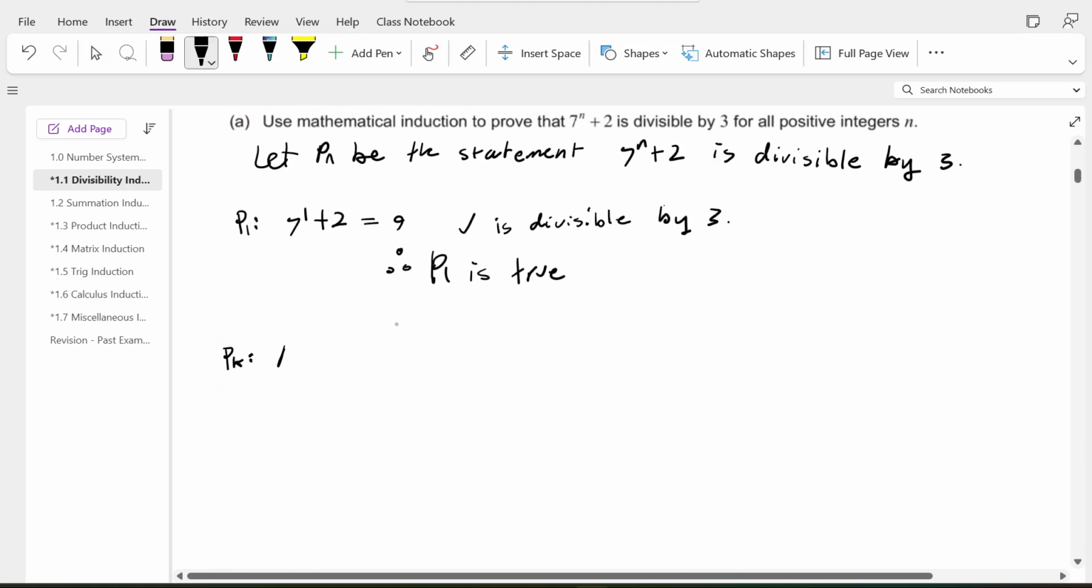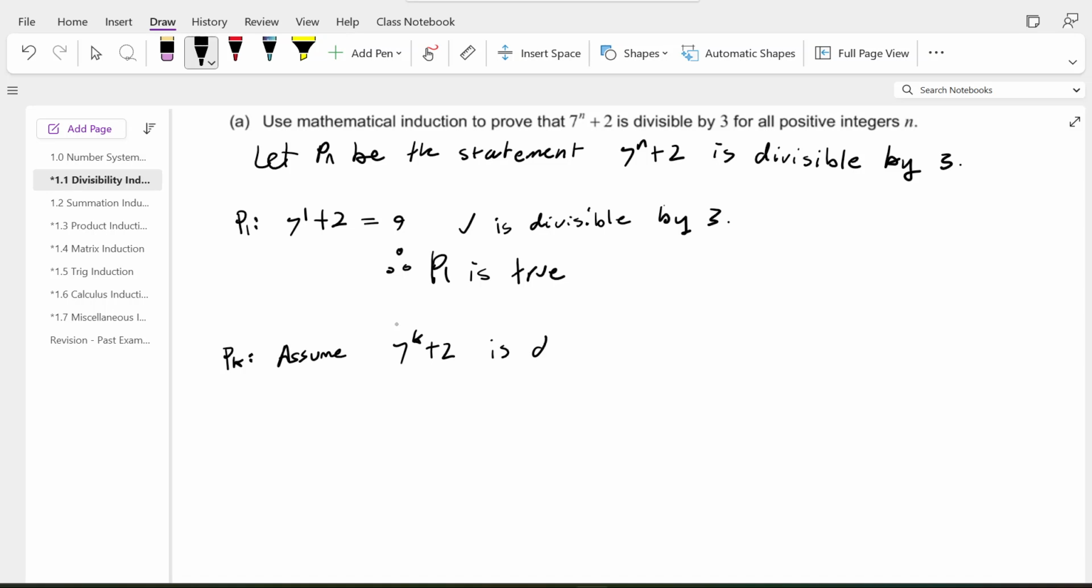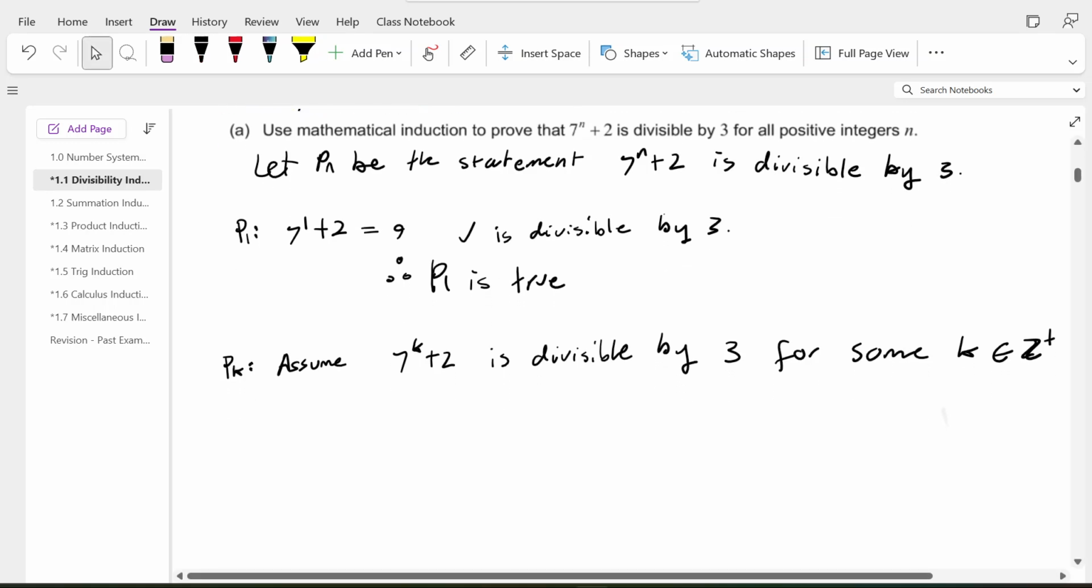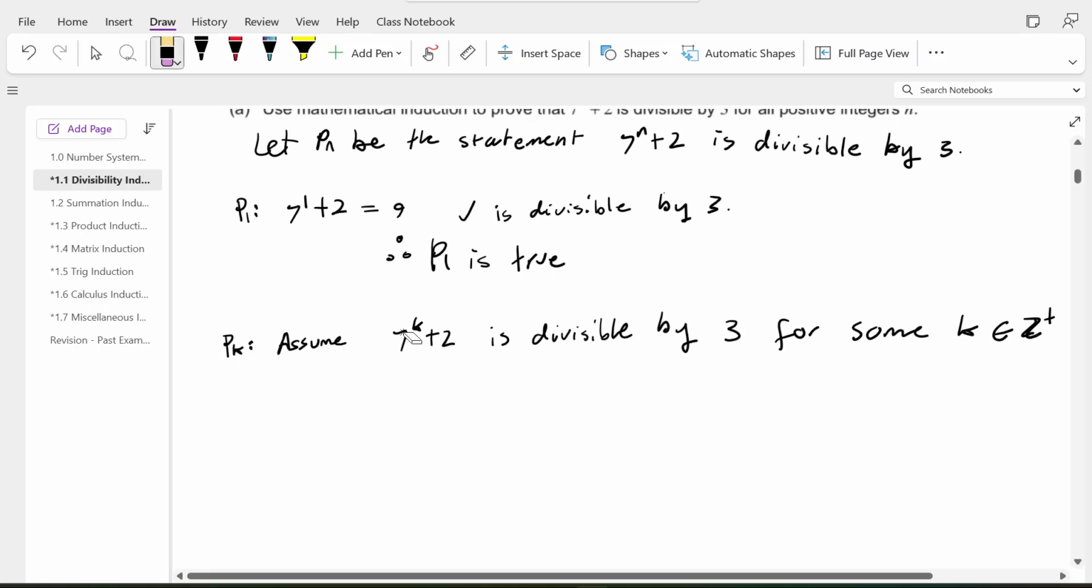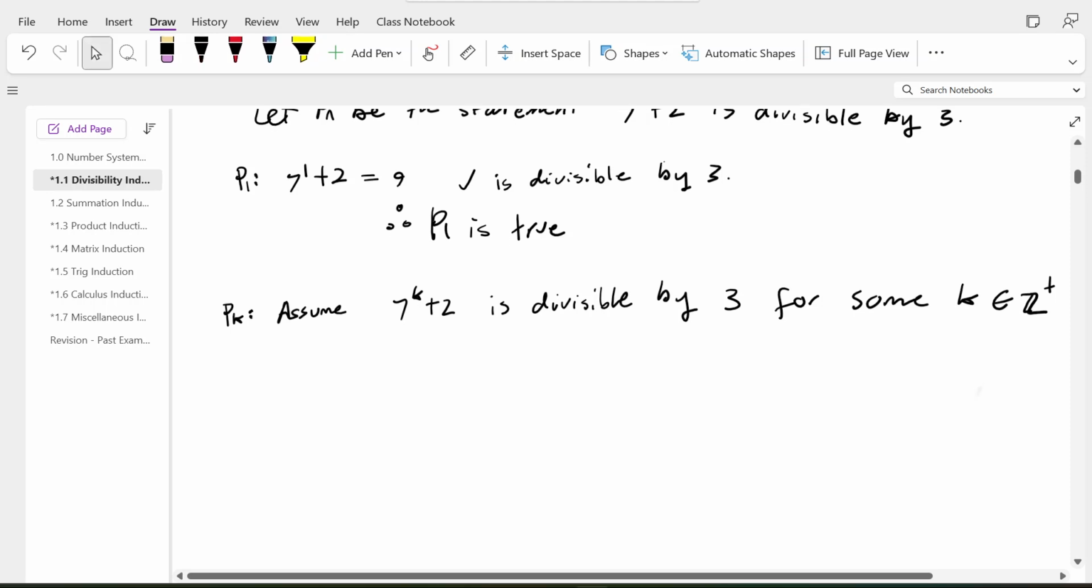This is step 2. So assume 7 to the k plus 2 is divisible by 3 for some k in Z plus. All right, now this set Z plus, this is the positive integers. So Z is whole numbers, and then the little plus makes it positive. And if I can get it to work, Z should look like it's got 2 little bars there.